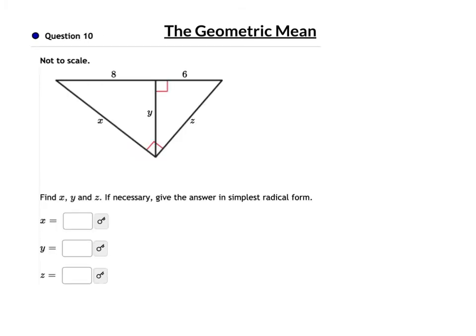Question 10, applying all that stuff we learned about similarity and right triangles. X, that's the leg of the big triangle, is x squared, it's the leg squared, equals the piece on its side, which is 8, times the whole hypotenuse of the big triangle, which is 14. We get x squared equals, calculator, 8 times 14 is 112.